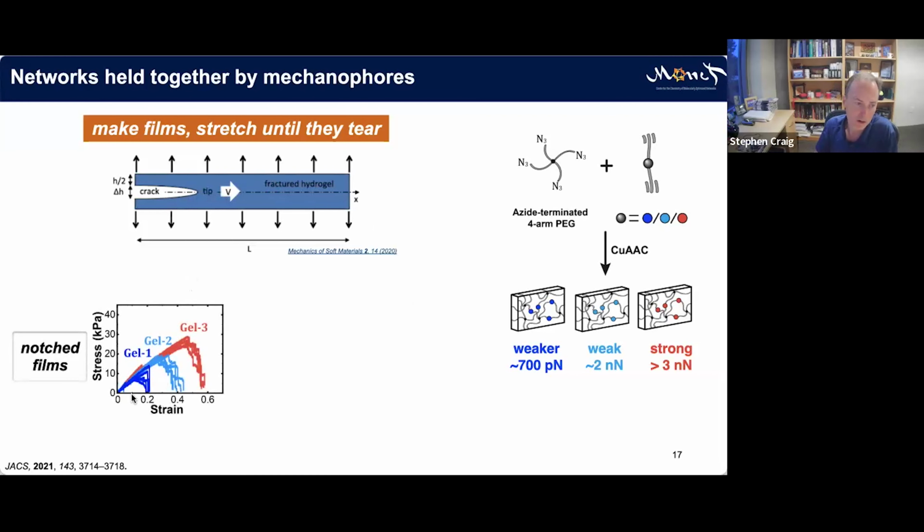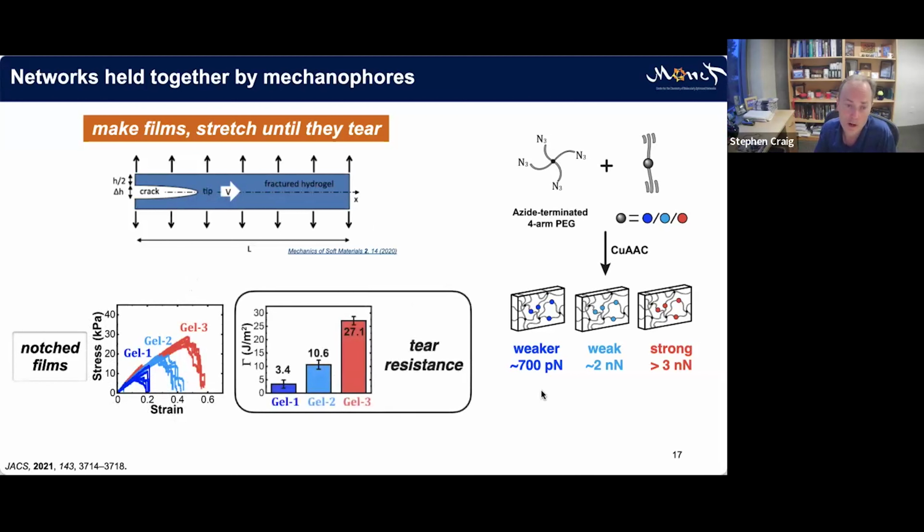And what Haley observed was, as she stretched, that's the x-axis on the bottom here, the force would go up, that's the stress on the y-axis, and it would go up and up and up until you would tear the network, and then it goes down. And what she observed time and time again was this very nice correlation, where the more reactive the mechanophore, the less tear resistant the polymer network, and the less reactive the strand, the more resistant to tearing.